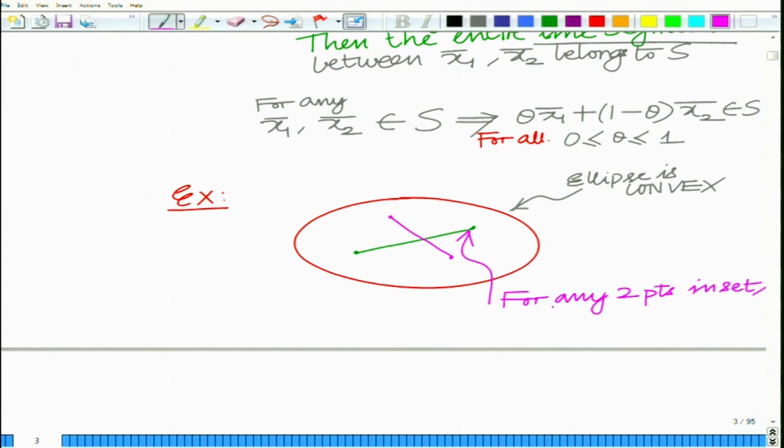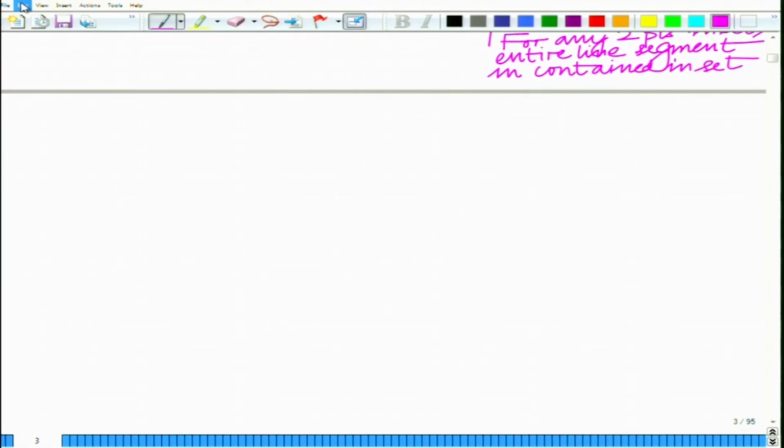So, for any 2 points in the set, the entire line segment is contained. For any 2 points in the set, the entire line segment between them is contained in the set.